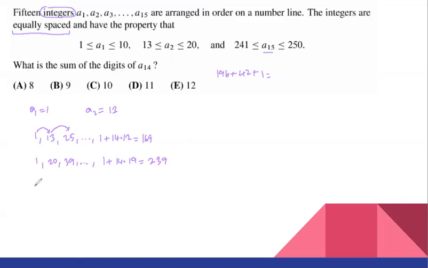So now I'll try maybe 2. If I try 2 as the first integer, let's try the second integer as 20. Okay, so the difference is 18. So if you just continue, you are going to get 2 plus 14 times the difference, which is 18.